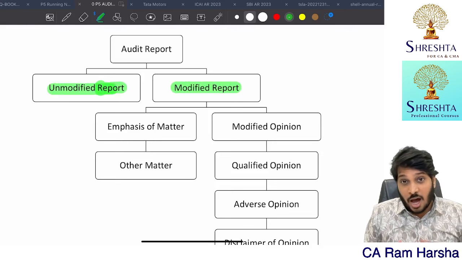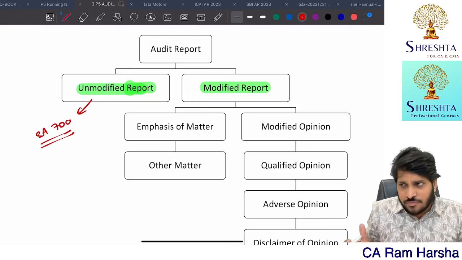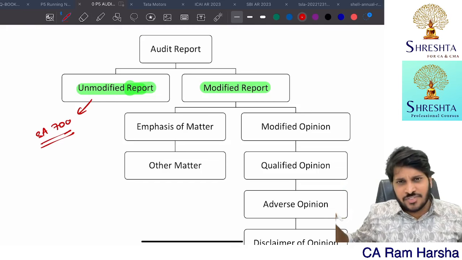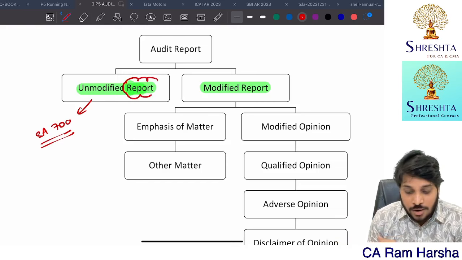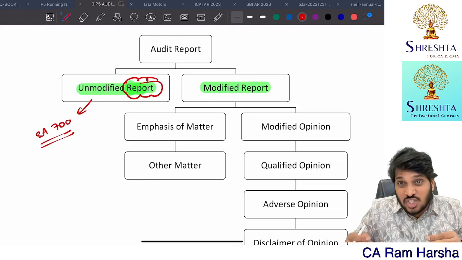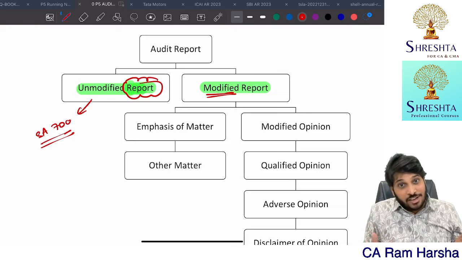Unmodified report means the audit report is issued as it is, as per the 700 format. I did the audit of a company. Everything is fine. Excellent. I don't have anything to say. Whatever audit report format is given in the SA 700 standard, I used as it is without any modification, then that's called an unmodified report. Suppose in that format I am changing something, or adding some extra items, then we call it a modified report, because we are not following the original format. We are modifying the original format and then giving the report. That's called a modified report.